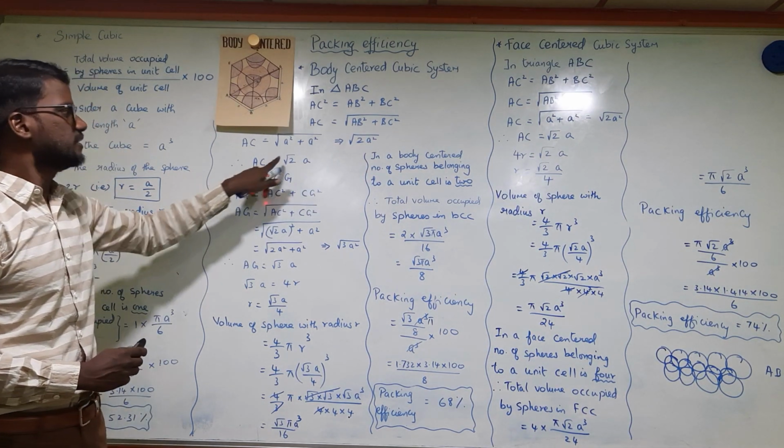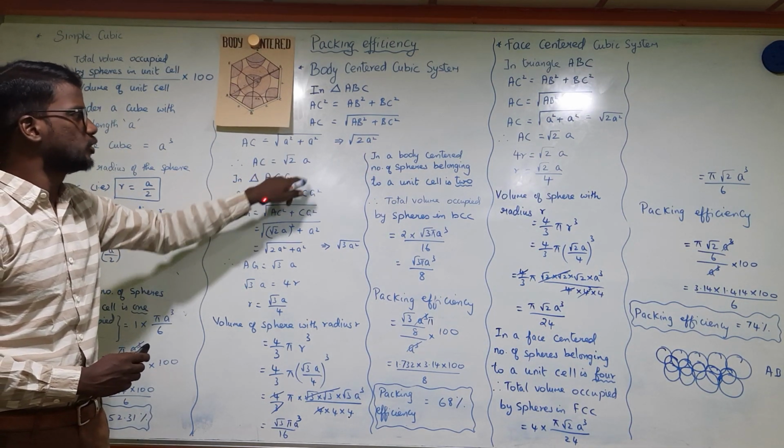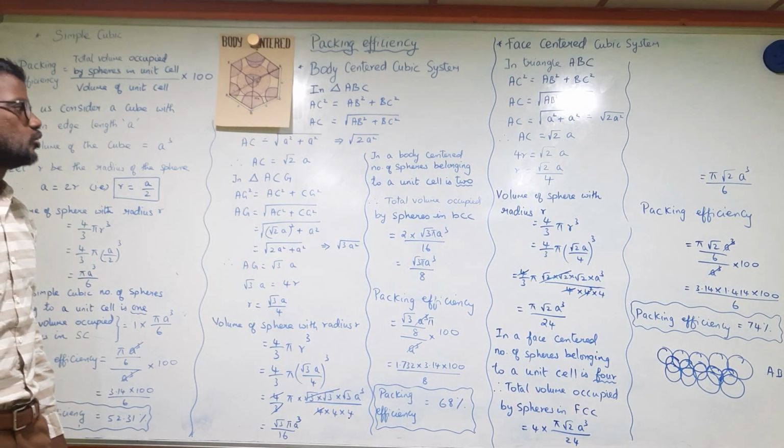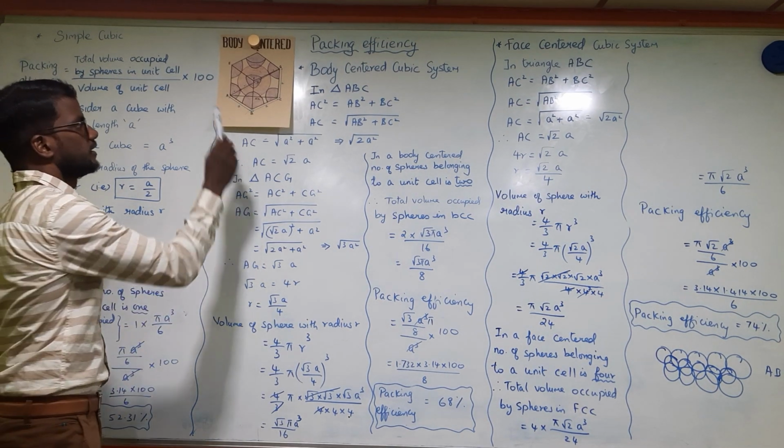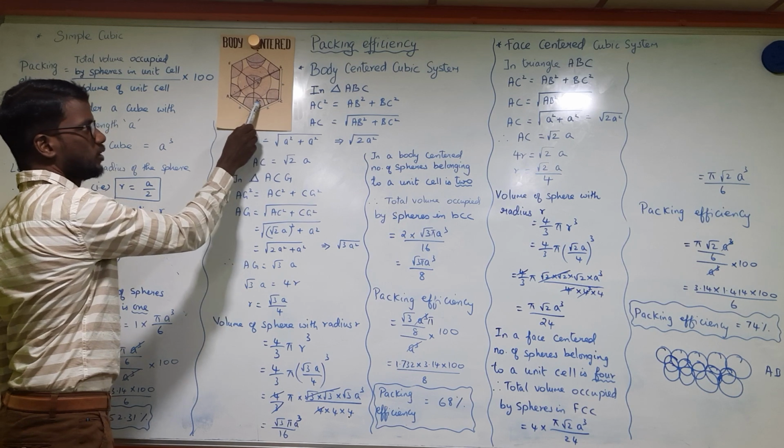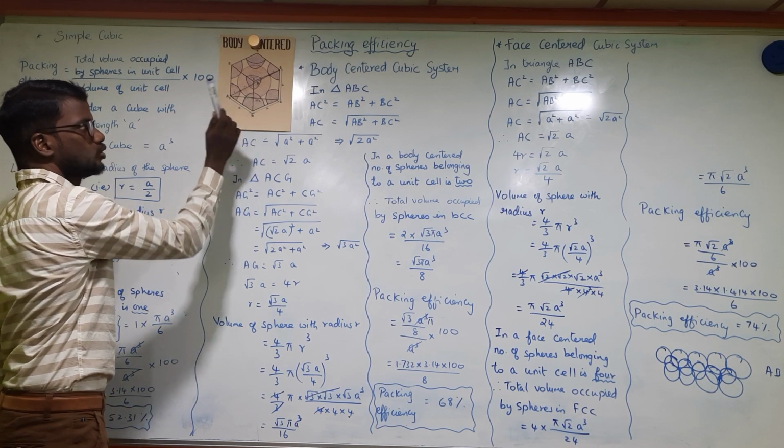Then what is AC? Take A out, root 2 into A. Is it okay? Root 2 into A. So now AC is going to be root 2 into A. Already it has been mentioned in the diagram here, root 2 into A.